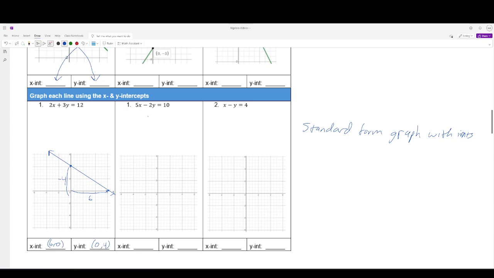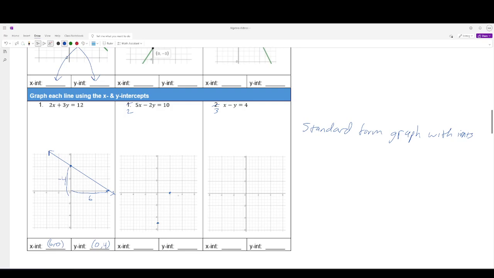All right, next one. Let's go 1, 2, 3 instead. That makes me feel better. Okay, if I cover up the y, my x-intercept is 2, so I have (2, 0). If I cover up the x and divide by -2, my y-intercept is -5, so that'll be between -4 and -6 down here. And then again, I would connect those with a line.